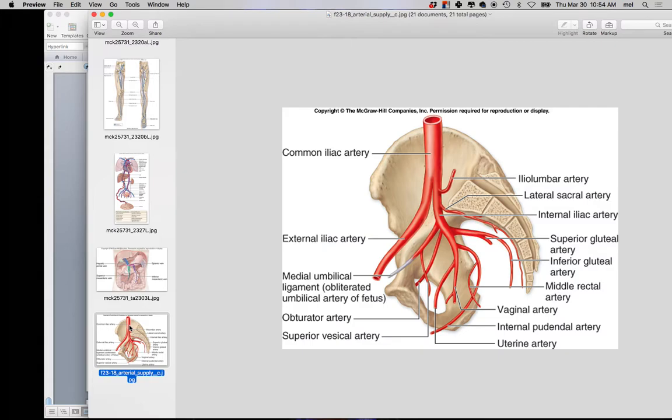You don't have to know all of the branches off of the internal iliac, but if you look at it, it sort of shows you what it's supplying. Vaginal, middle rectal, inferior gluteal, pudendal, uterine. So it's supplying the vast majority of the pelvic cavity. Does that make sense? Okay, that's what the internal iliac does. Good? Okay, and then the external iliac artery supplies the leg, thigh and leg, and also the external genitalia, because we didn't do that yet. Okay, so let's look at that one.